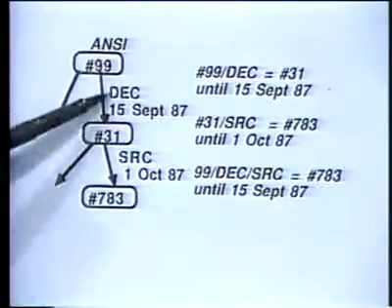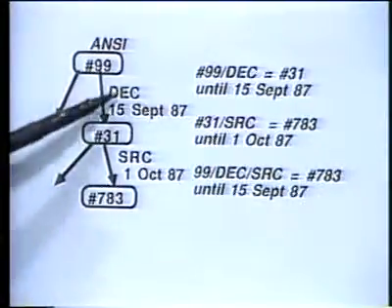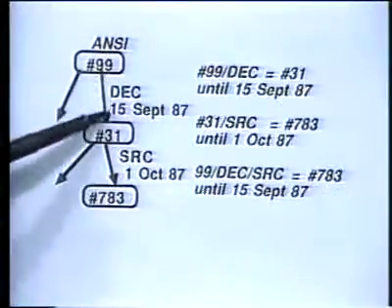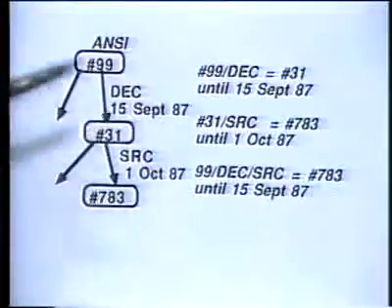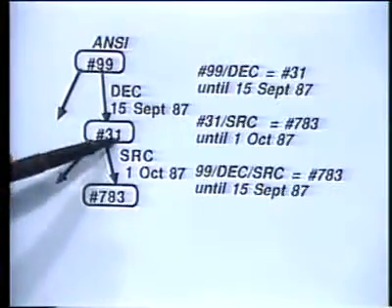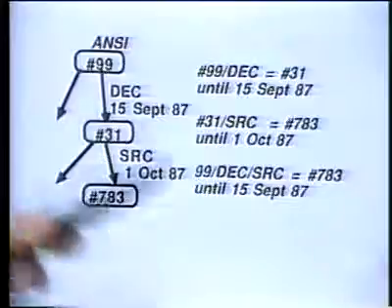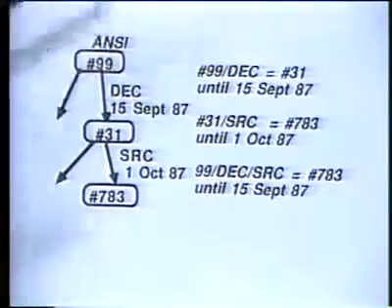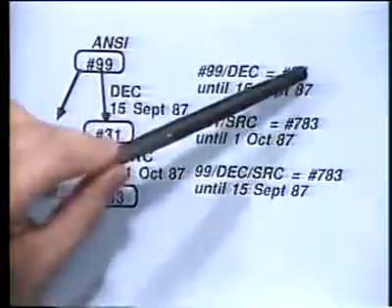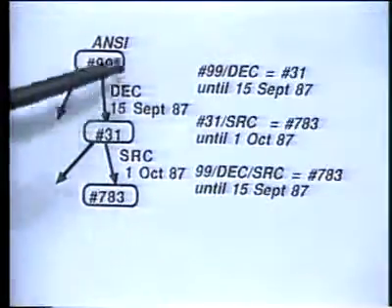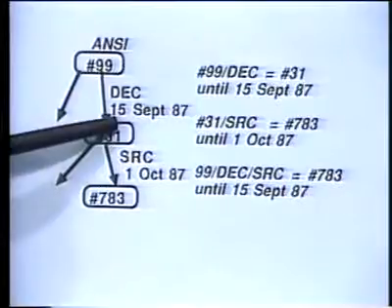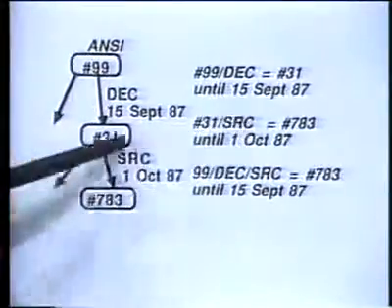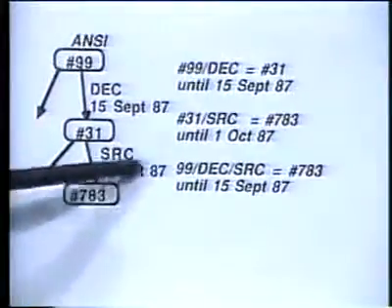So here we see the familiar ANSI DEC circ picture, and we see that the link from ANSI to DEC, the link that's labeled DEC here, has been given an expiration time 15 September 1987. The link from the DEC directory to the circ directory has been given an expiration time 1 October 1987. So what this means is that if you look up 99 DEC and get the value 31, that's valid at least until the 15th of September. And if you look up 31 circ, that is, if you look up circ in the directory 31, that's valid at least until the 1st of October.